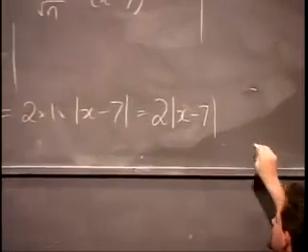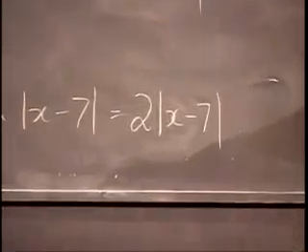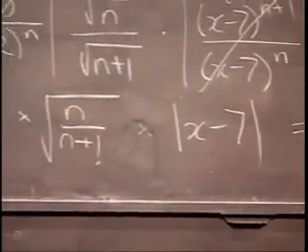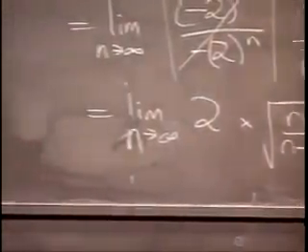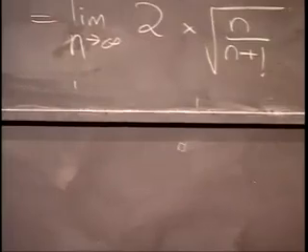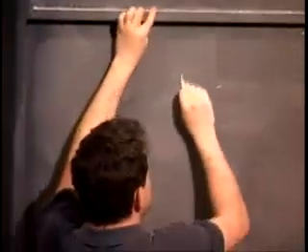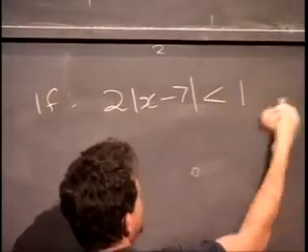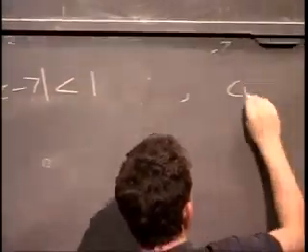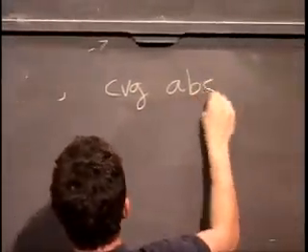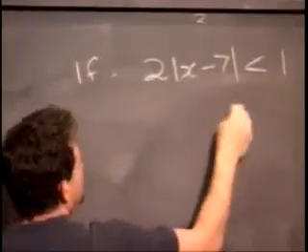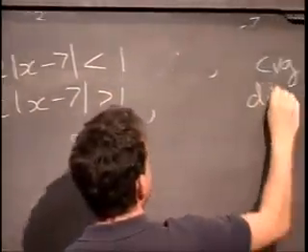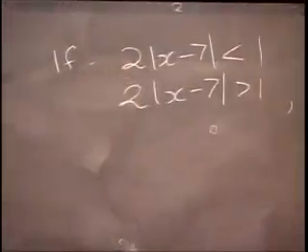What is important about this? It has to be less than 1 for convergence. What if it's bigger than 1? Divergence. What if it's equal to 1? You can't tell. So let's see. If 2 times |x minus 7| is less than 1, the series converges absolutely. But if it's greater than 1, it diverges. Now, let's play around with this for a little bit.